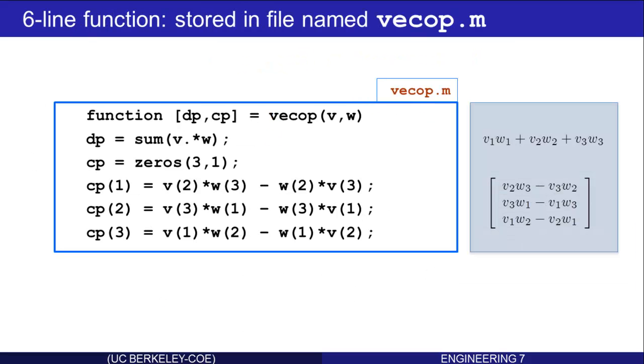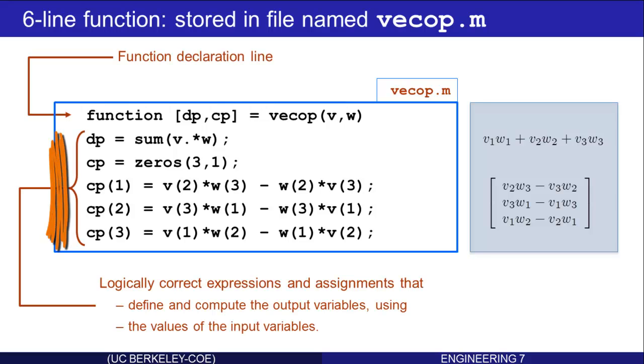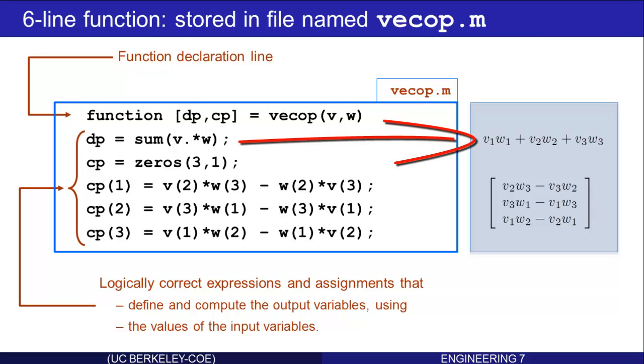Here it is. We have the function declaration line, and then what we have is 5 lines which are logically correct expressions and assignments that simply define and compute the output variables using the values of the input variables. Looking at the line that defines the dot product output dp, we see that it uses element-wise multiplication of the two vectors followed by the sum operator, which sums up the components. That results in the calculation that is the dot product.